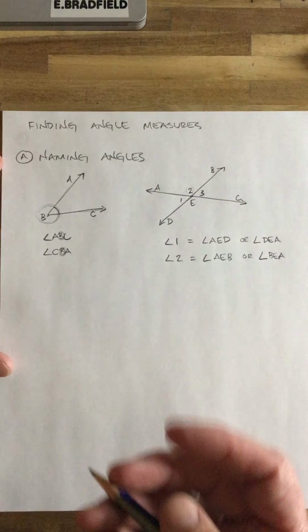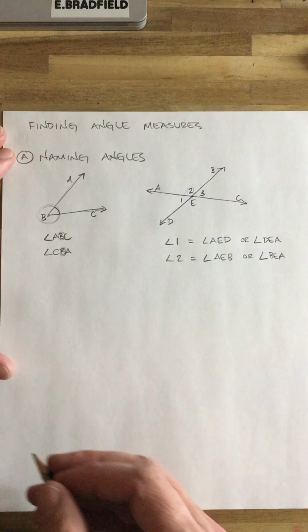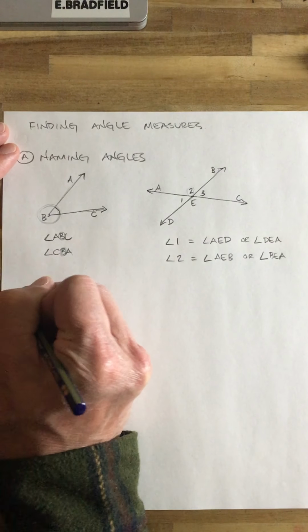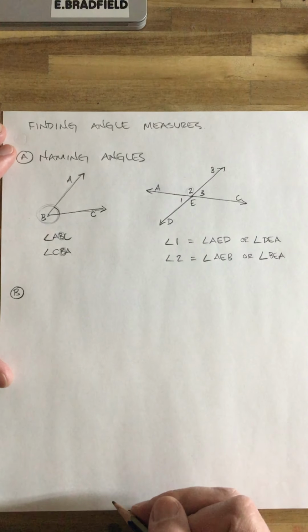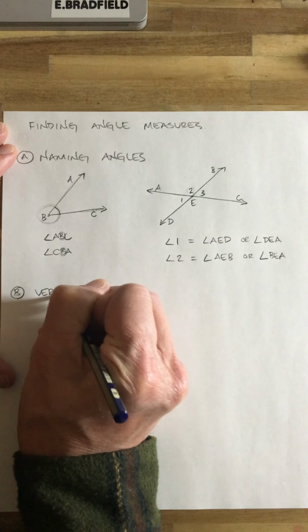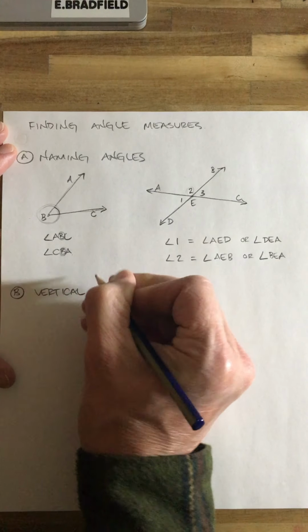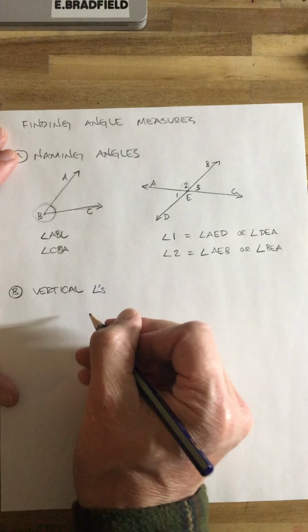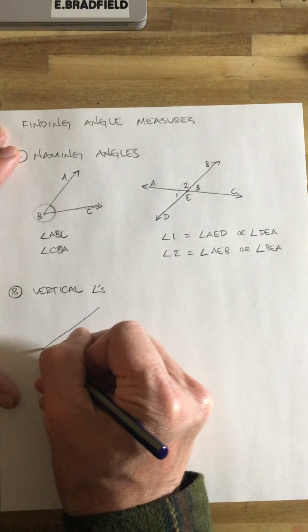We could do 3, but I'd rather just use my time and show you as many things as possible to try to confuse you as much as I can. Here we go. Here's another thing you guys are going to need to know. Vertical angles. Okay. All right, so vertical angles look like this.